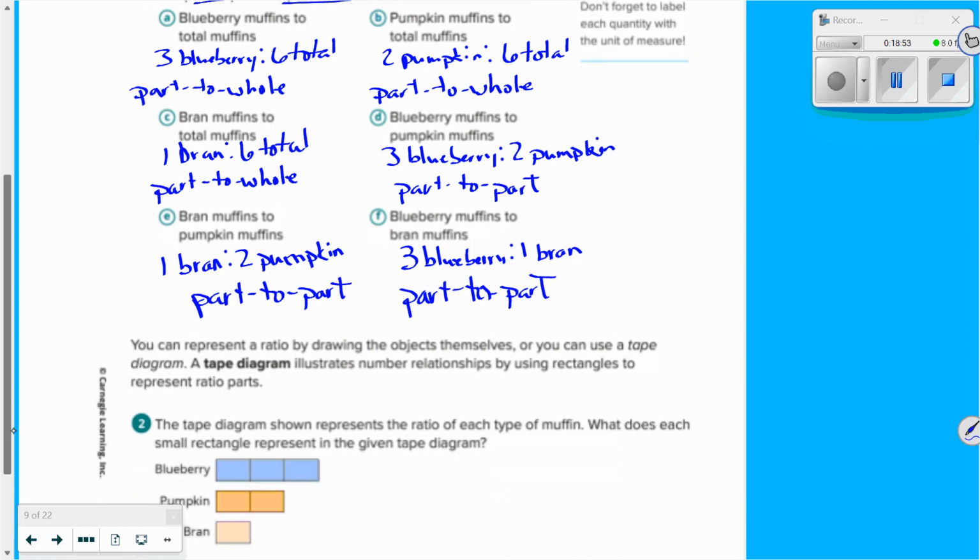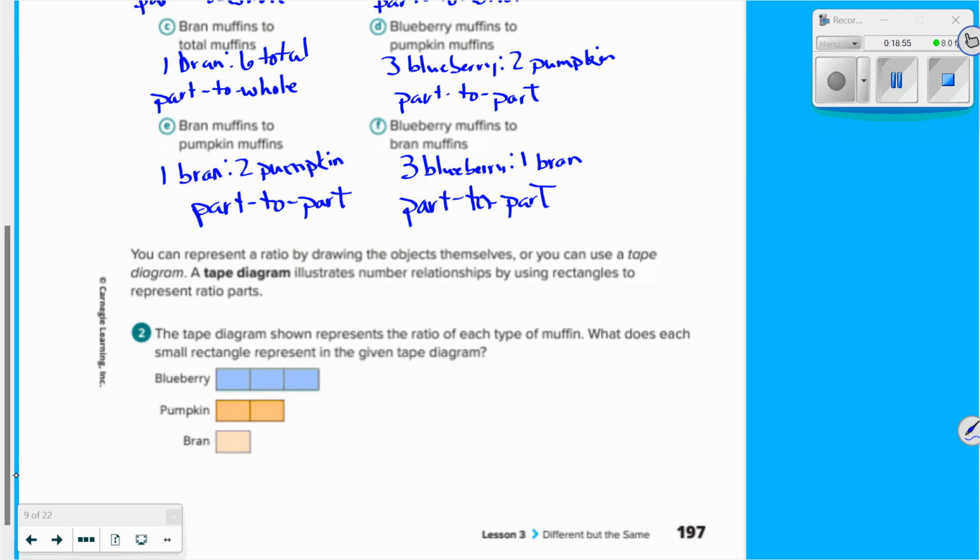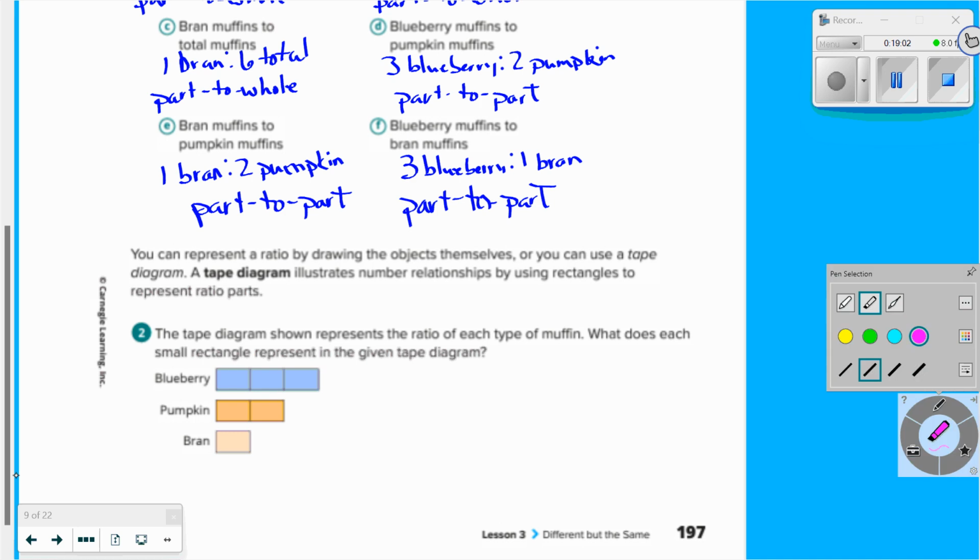Okay, here's another definition. Please quiet down, especially on our recording days.